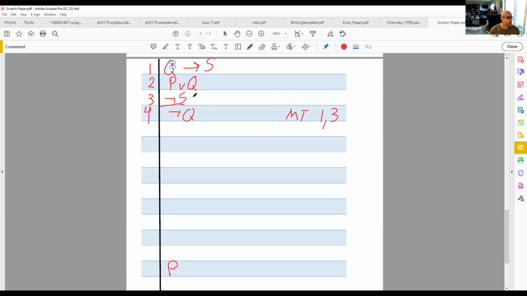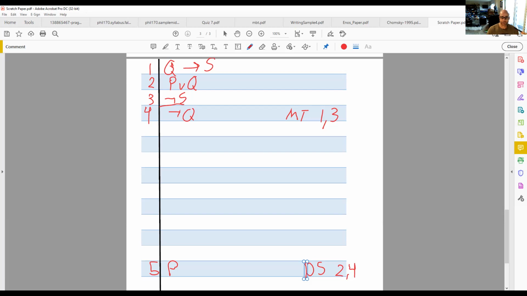And now, because we have not Q, and we have P or Q here, therefore we know P by disjunctive syllogism, lines 2 and 4. All right, so that was 2 different ways to solve that problem.